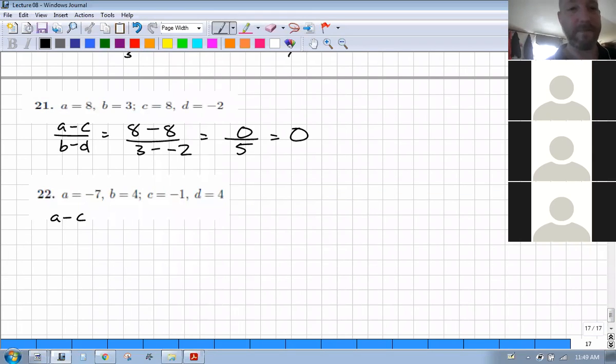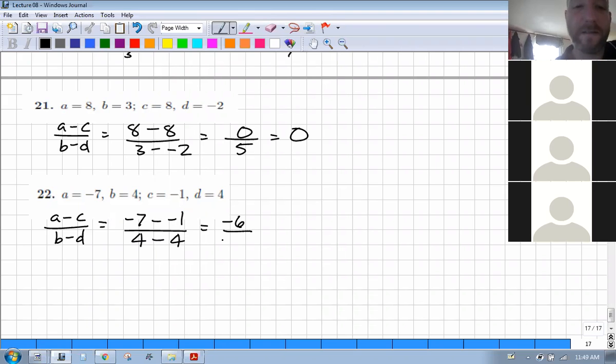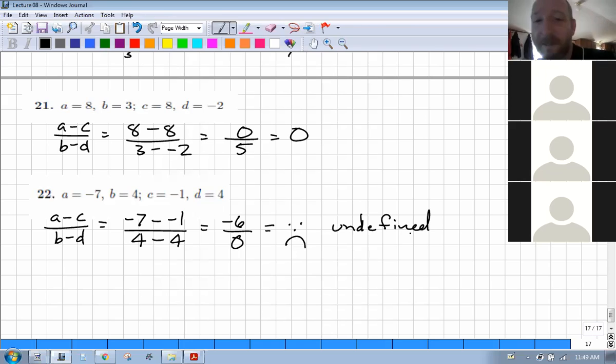A minus C, B minus D. A is -7, minus C is a -1. B is 4, and minus D is 4. So we have a -7 plus 1 is a -6 over 0. What happens when you divide by 0, folks? This is undefined. You cannot divide by 0. Okay.